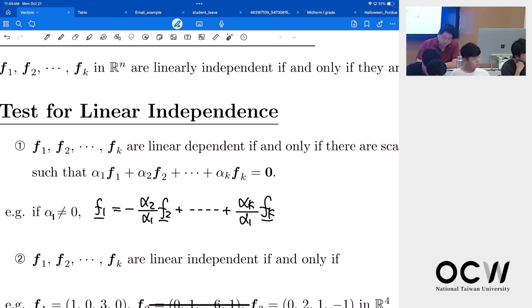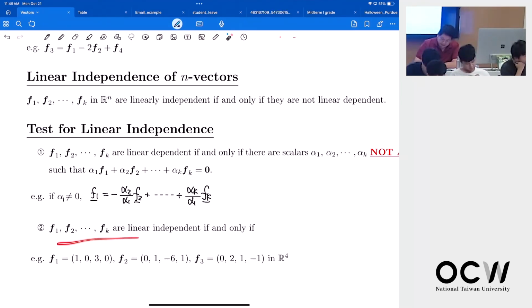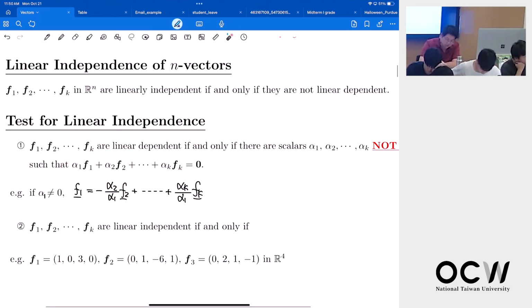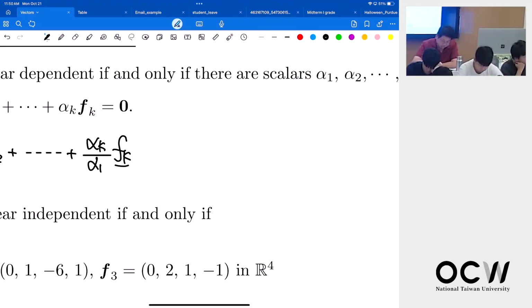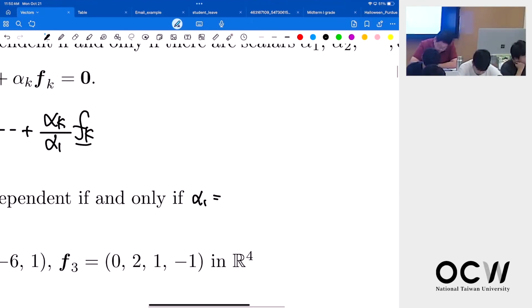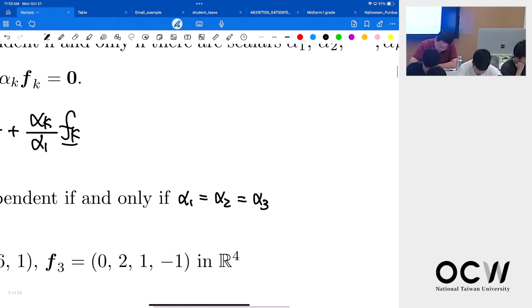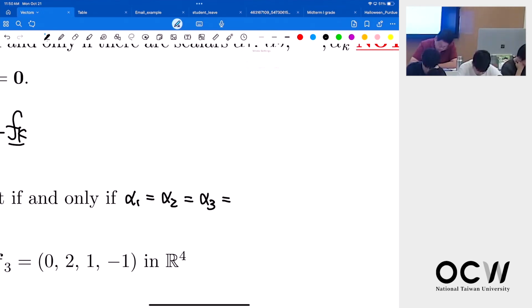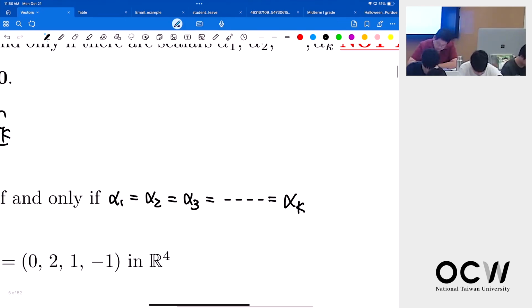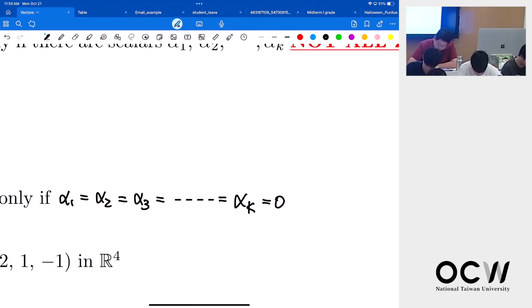So for linear independence, if and only if those coefficients are all zeros. I cannot find one vector as a linear combination of all others. Alpha 1 equals alpha 2 equals alpha 3 up to alpha k. They are all 0.